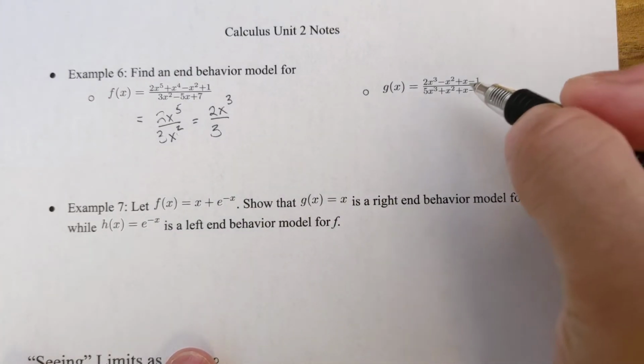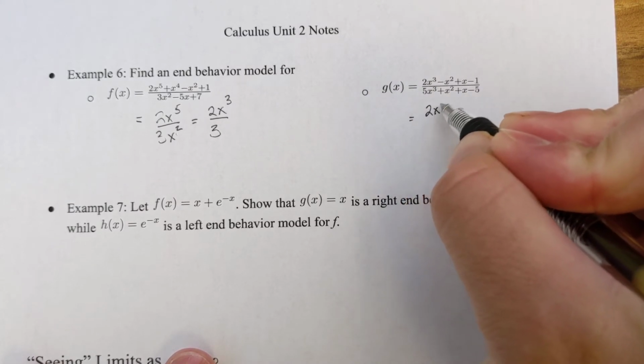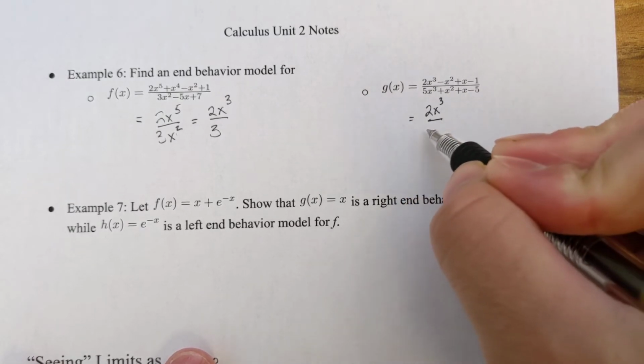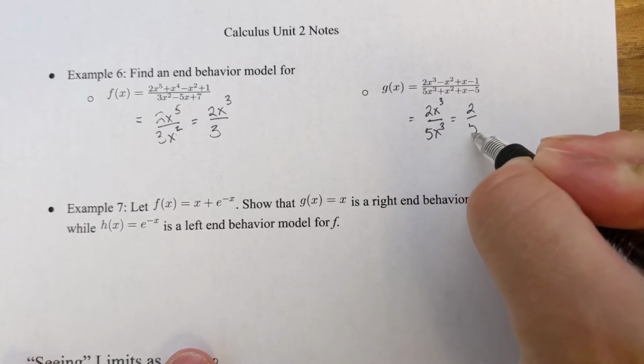I can do the same thing over here. I can worry about just the highest powers. So on the numerator, that's 2x cubed. In the denominator, that's 5x cubed. And then I can reduce this. So this will just be 2/5.